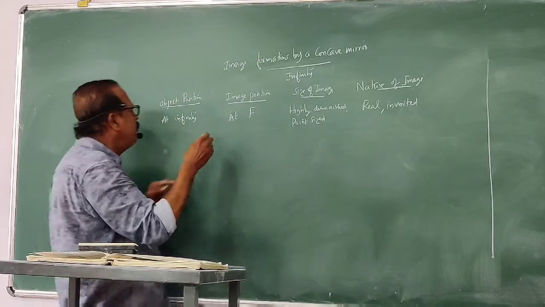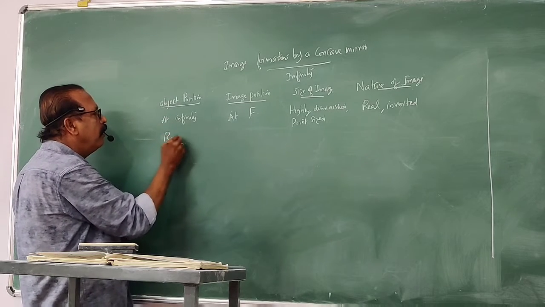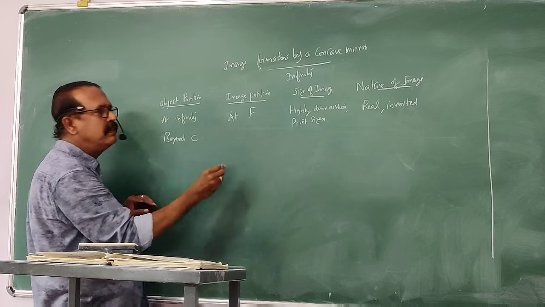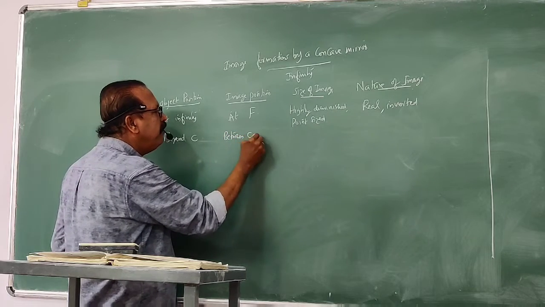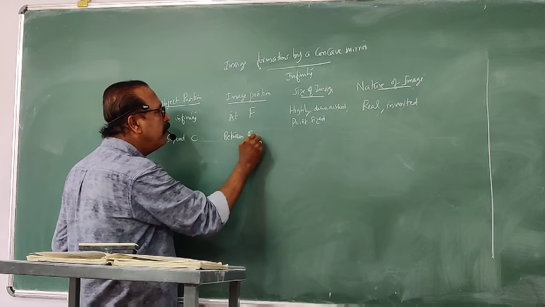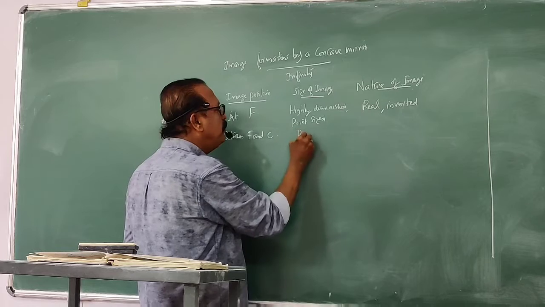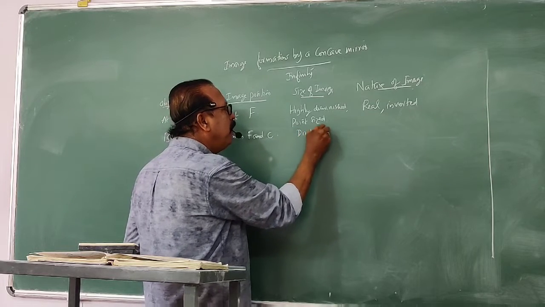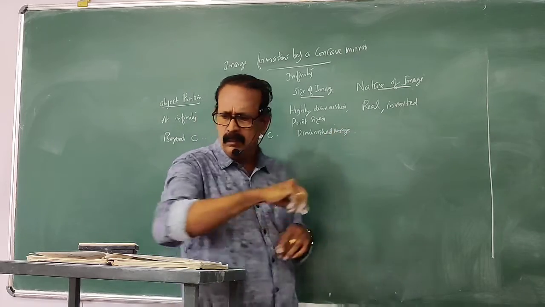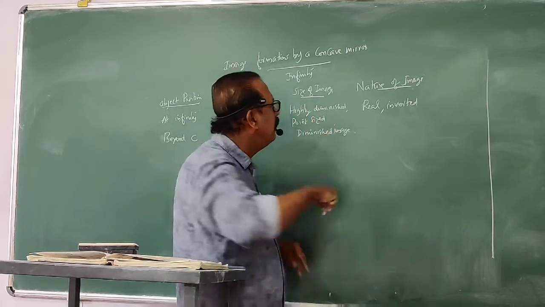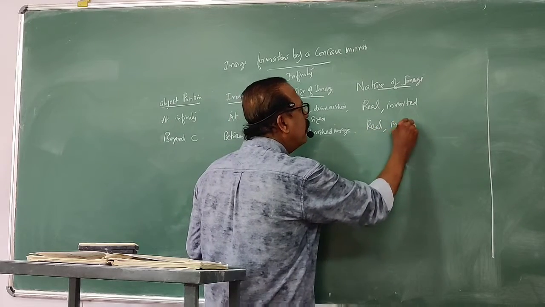Next, object beyond C, beyond the center of curvature. Image is formed between F and C. Diminished image, not point size, diminished image. Then real and inverted.